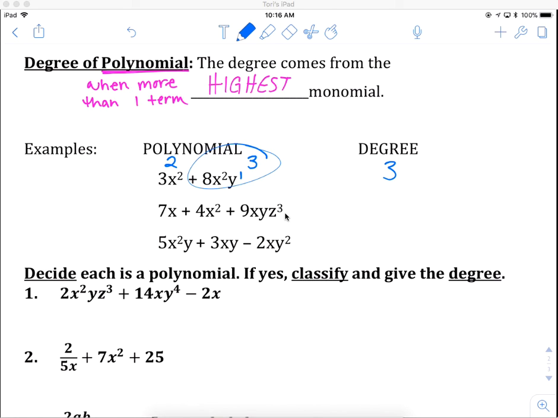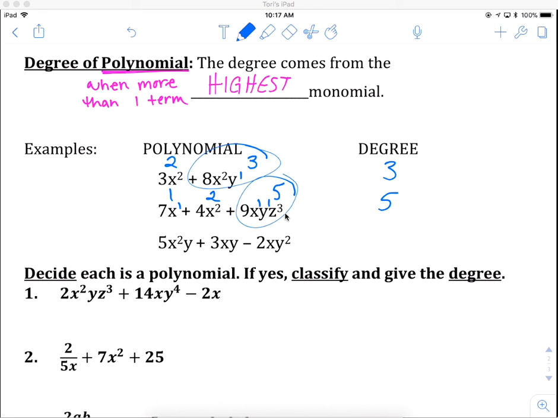Let's try the next one. 7x. Well, I only have one exponent, so its degree is 1. Same thing on the middle. There's only one exponent, so its degree is 2. But on that last one, we have 3 different variables, so 3 different exponents. The x has a 1, the y has a 1, and the z has a 3. So 1 plus 1 plus 3 makes that degree 5. 5 is the biggest one of those options, so 5 is my degree. It won't always come at the end. It could be in the middle. Usually it's actually at the beginning, but right now you're just looking for which one has the highest degree.